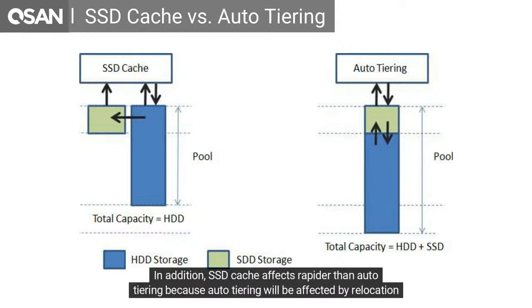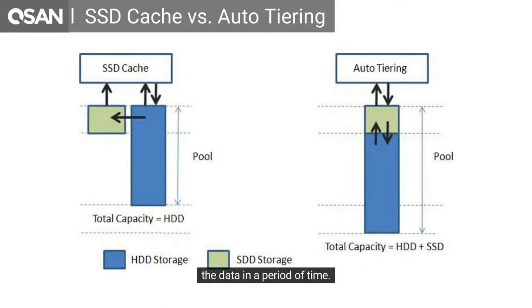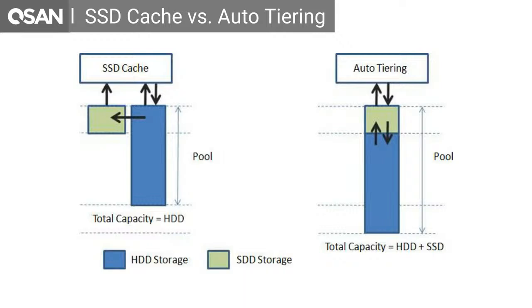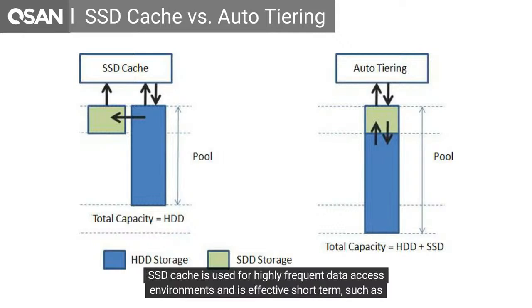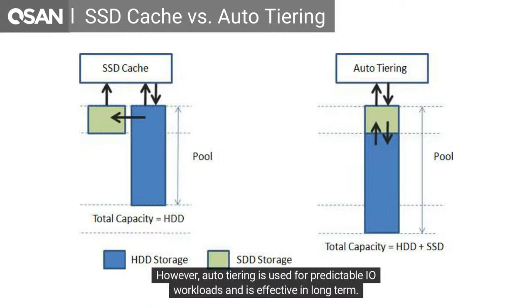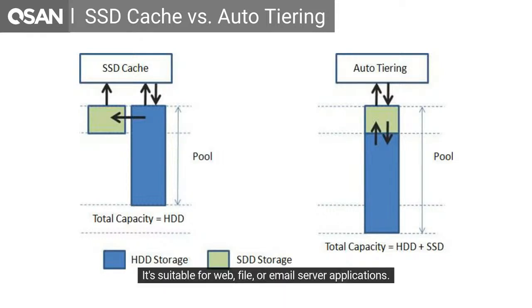In addition, SSD cache takes effect more rapidly than auto tiering, because auto tiering is affected by relocating the data over a period of time. So SSD cache warm-up timeframe is usually minutes or hours, whereas tiering warm-up is usually days. SSD cache is used for highly frequent data access environments and is effective short-term, such as virtualization or video editing applications. However, auto tiering is used for predictable I/O workloads and is effective in the long term. It's suitable for web, file, or email server applications.